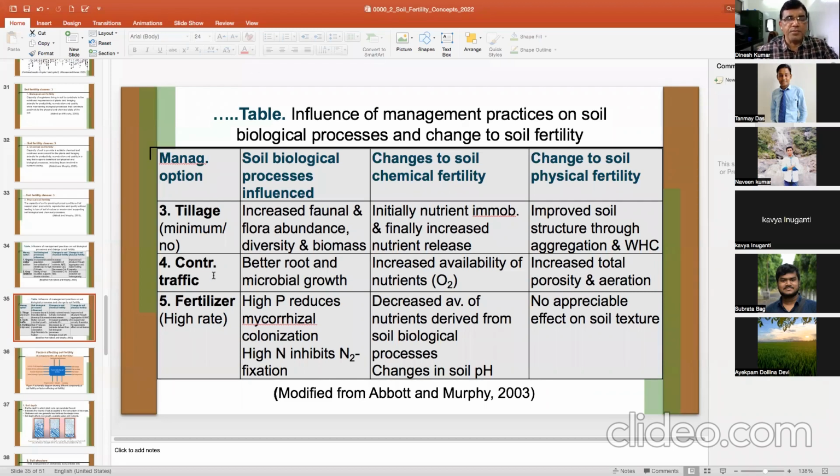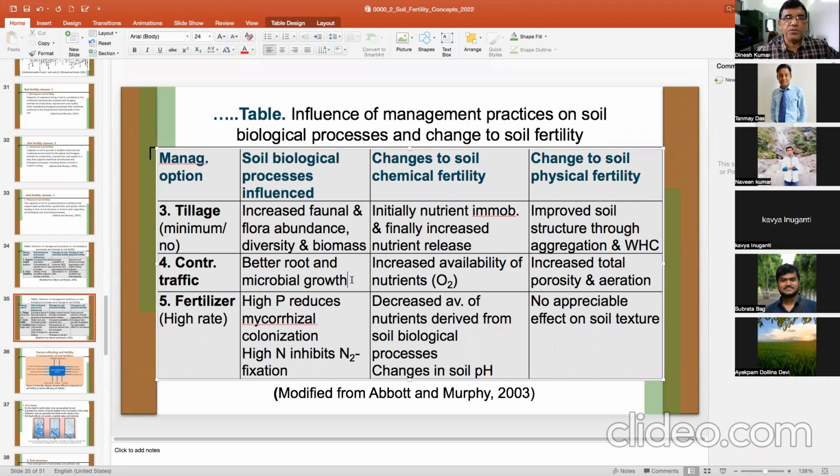Then controlled traffic means if you reduce the traffic in the field, then better root and microbial growth, because soil compaction will reduce if you have controlled traffic. So better root growth and better microbial growth, because there will be good exchange or circulation of gases into the soil. Means the microbes will get sufficient supply of oxygen or air. So therefore, with controlled traffic, you can have better root growth and microbial growth. And then chemical fertility: increased availability of nutrients, particularly oxygen. Increased total porosity and aeration.